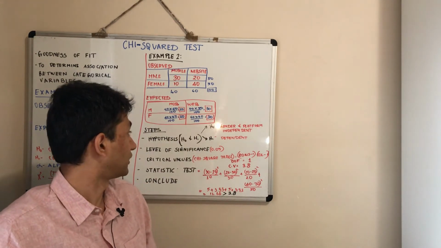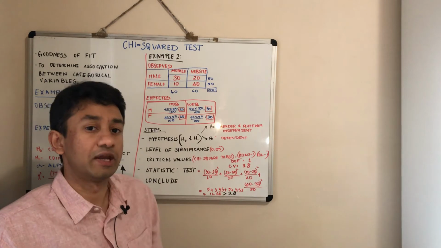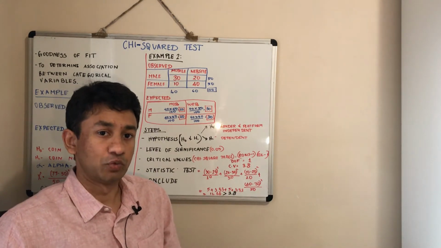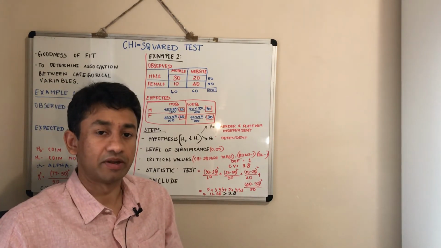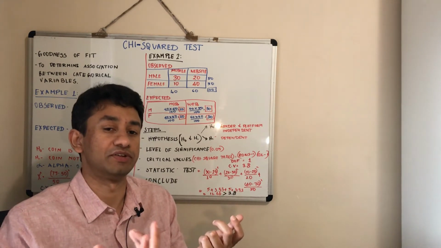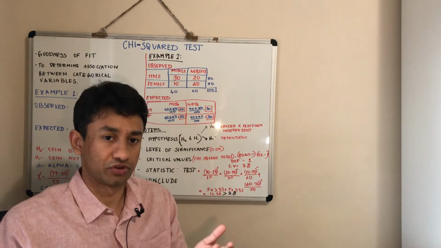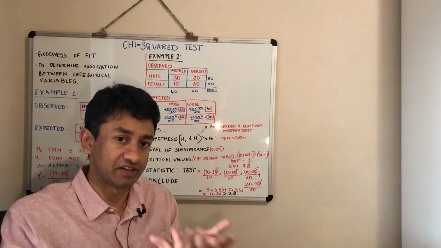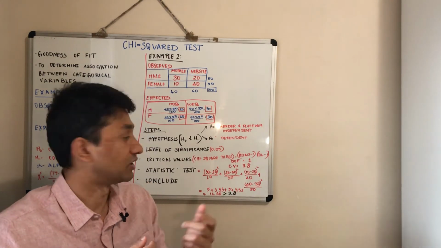And now here in this case, the null hypothesis is that the two variables that we are comparing are independent of each other. Like one value has no relationship with the other value. So of course the alternate hypothesis then means that there is some kind of a relationship between them.